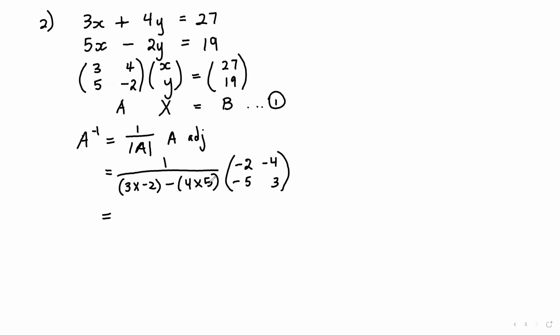All right, so 1 over the determinant will be 1 over, well, actually -1 over 26. So A inverse will be -1 over 26 by -2, -4, -5, and 3.